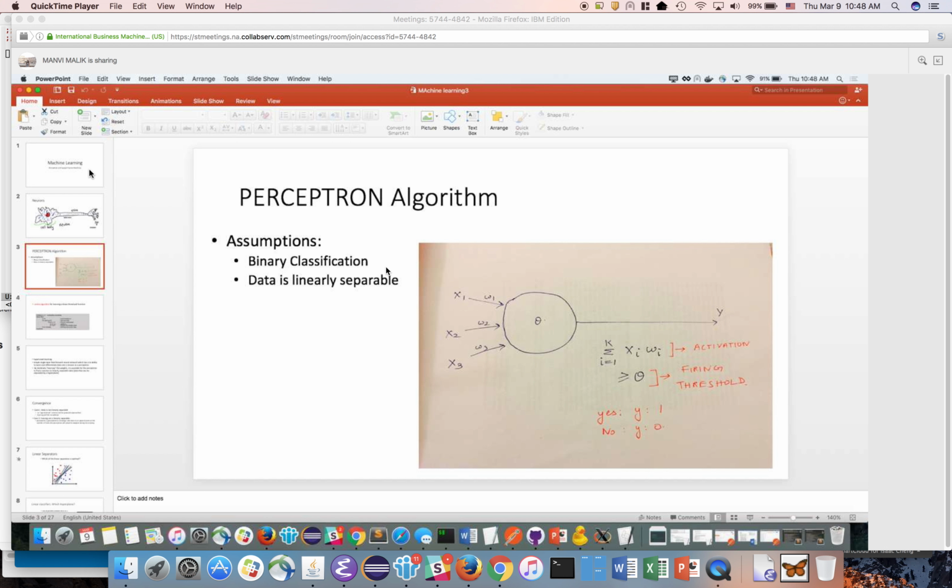So this is the very simplistic form of neural networks, the basic building blocks of deep learning. I think this algorithm came in the early 1950s, so perceptron is the building block of deep learning and all that. The two assumptions we make for this algorithm to work are binary classification and that the data is linearly separable. That means we assume we can divide all the data points in the training data set into two categories.